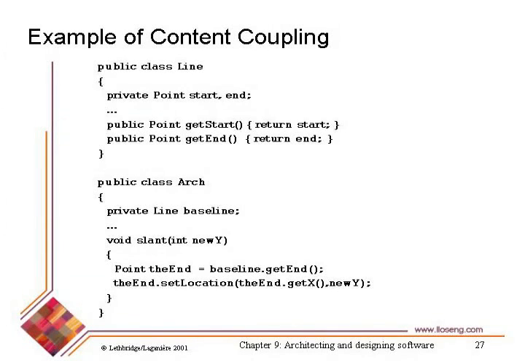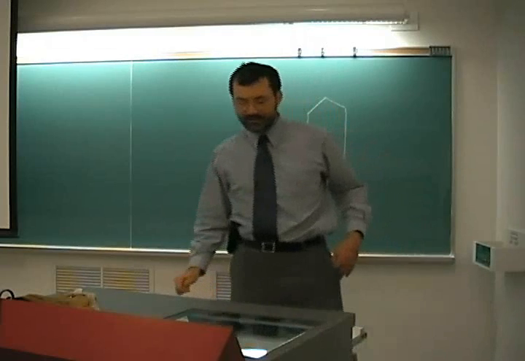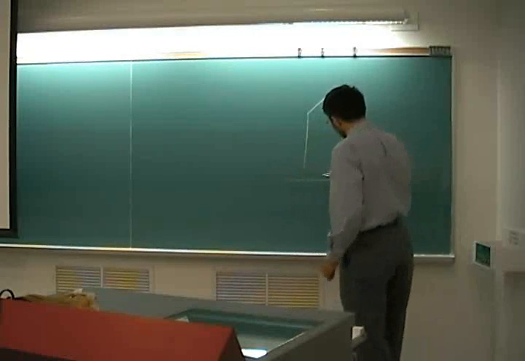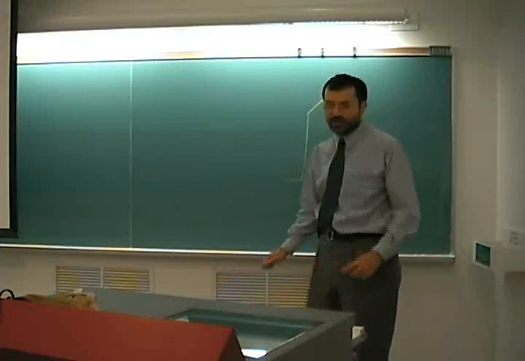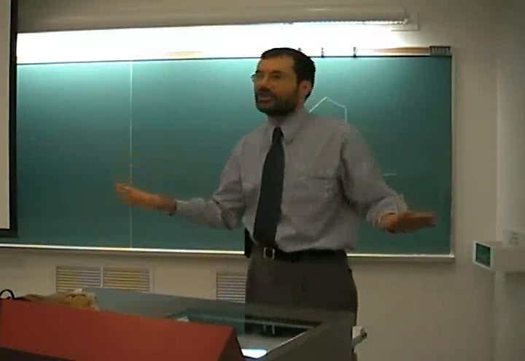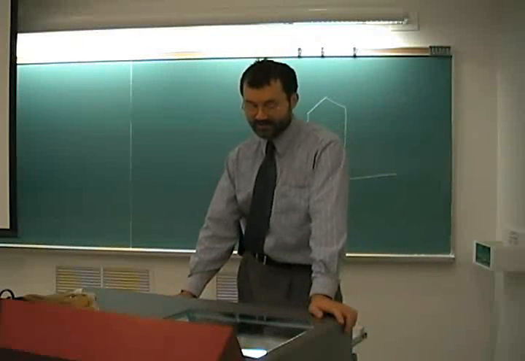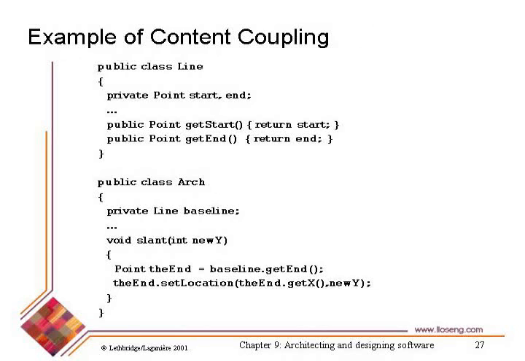maybe looks like this. Okay, composed of a set of lines. It has a baseline, okay, that says what kind of base it's sitting on. I mean, this is a very artificial example, but it's to illustrate a case. Okay, that baseline has a slant. Okay, that slant is an integer value of some kind. Maybe it's the angle in degrees, and we can change the slant.